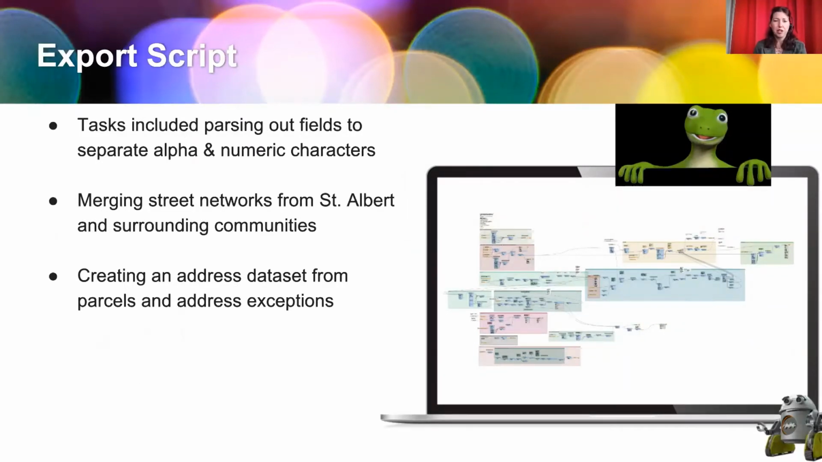So I won't go into extreme detail on these scripts, but I wanted to give you a general overview. The tasks carried out in the export script include parsing out the alphanumeric characters to their appropriate fields, remapping the schema into FDM standard using a few attribute mapper transformers, and merging the street networks from St. Albert with the surrounding areas.